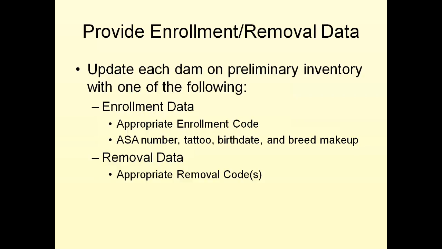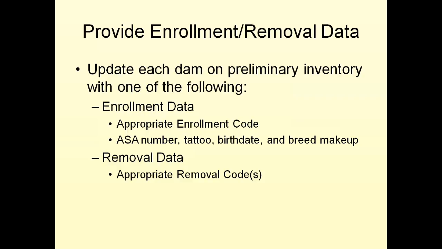So on your enrollment, you're going to provide enrollment or removal data for every female that appears on your preliminary inventory. What that means is you're going to update each dam with either a primary code, which would be an enrollment code, like I mentioned before, 0 through 6, or you're going to provide us with removal data for the female. We do allow you to use up to 2 removal codes to identify why a female has left the herd.